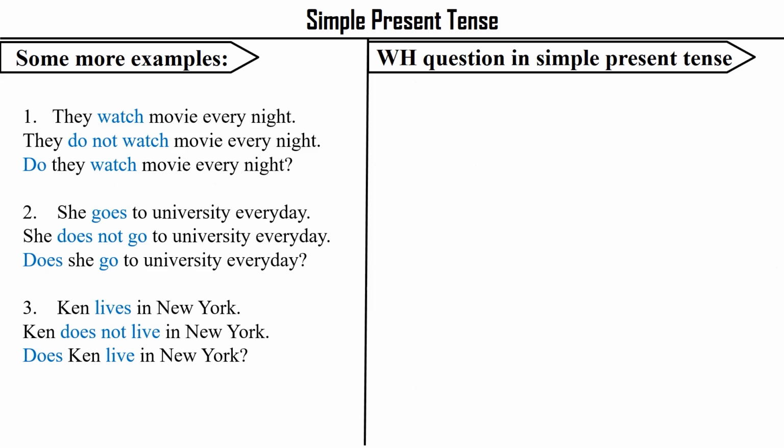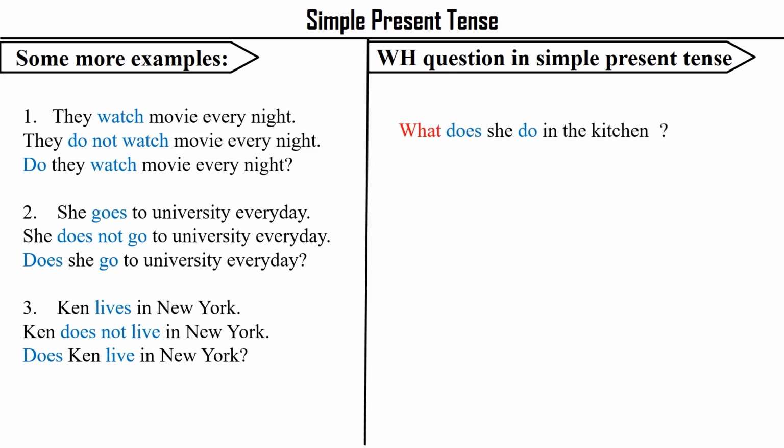Okay, WH questions in the simple present tense. How to use WH questions in the simple present tense. WH questions come at the beginning of the sentence, at the beginning of an interrogative sentence. An interrogative sentence begins with a helping verb. The helping verb comes at the beginning of the sentence. But here, when we use a WH word, the WH question comes at the beginning of the sentence. It precedes the helping verb.